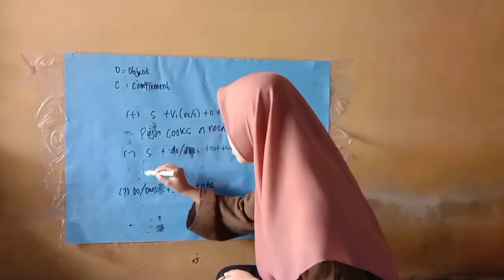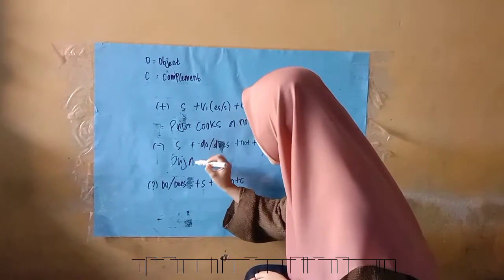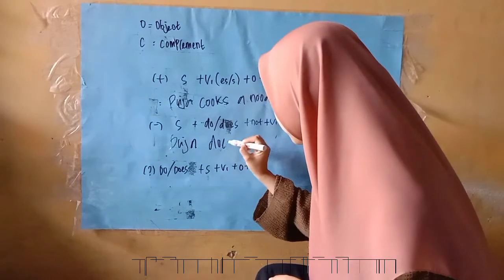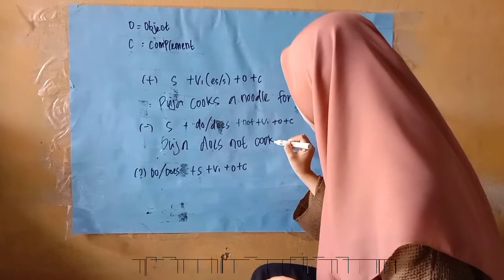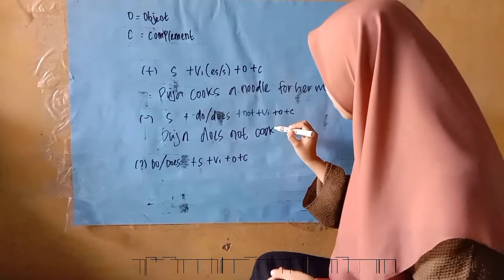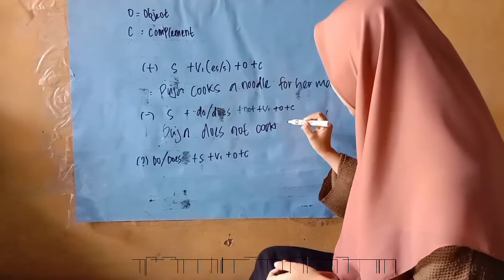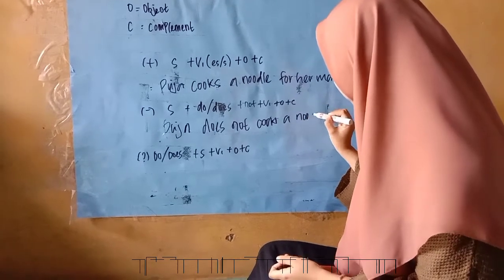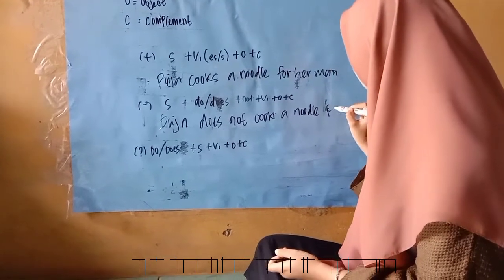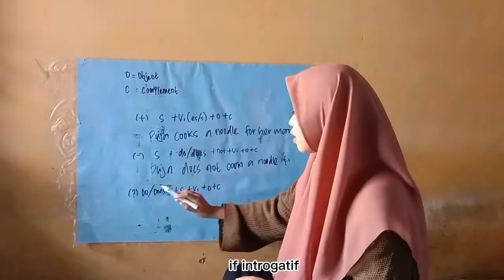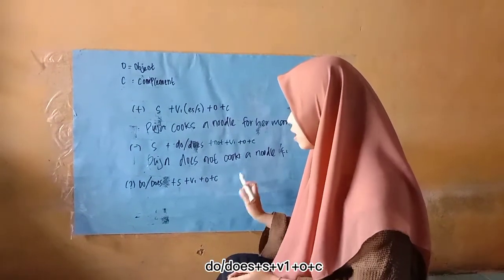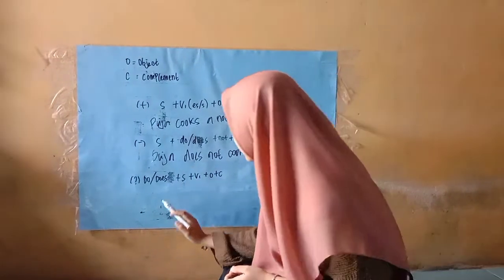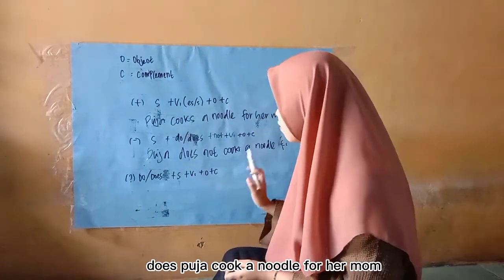Where example is Puja does not cook another for her mom. Interrogative: do or does plus subject plus verb one plus object plus complement. Where example is does Puja cook a noodle for her mom?